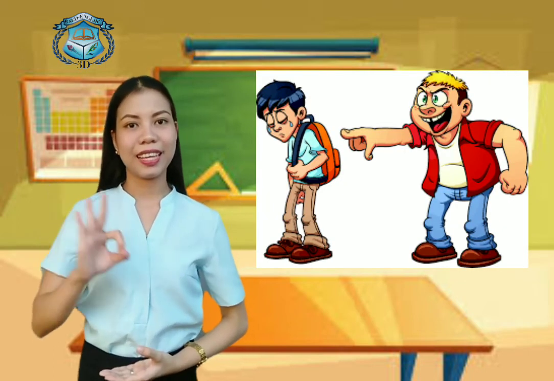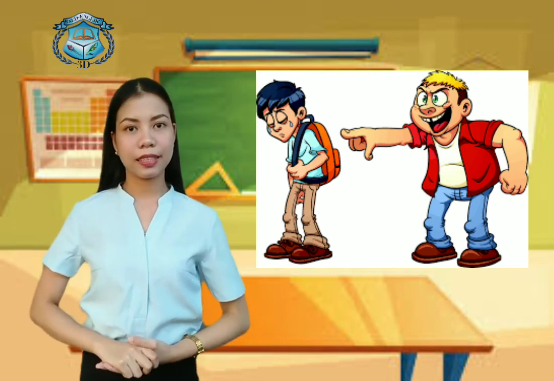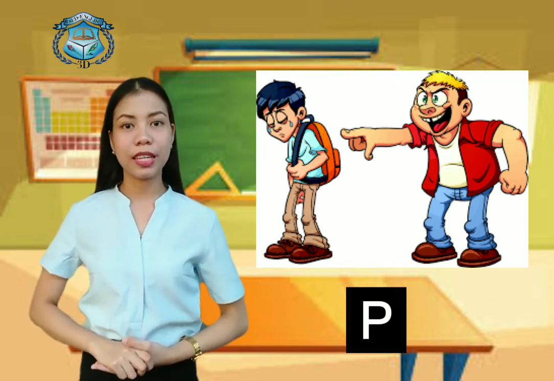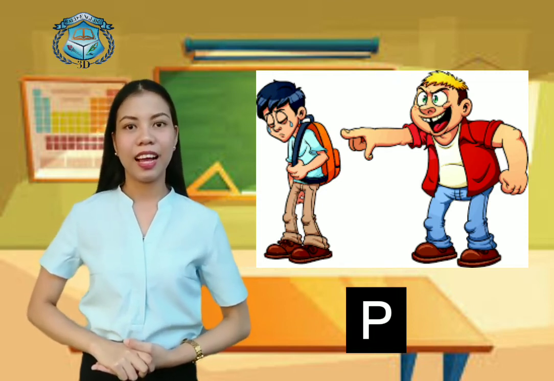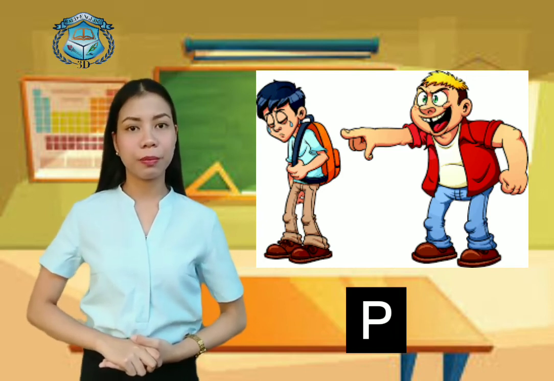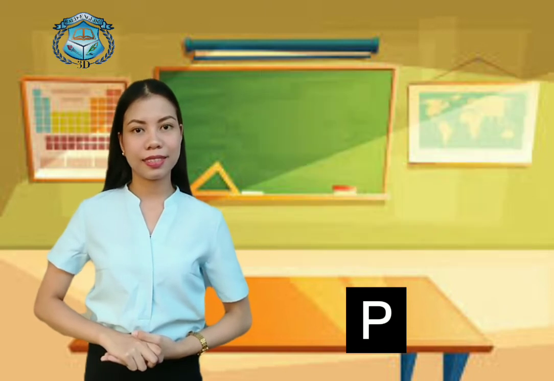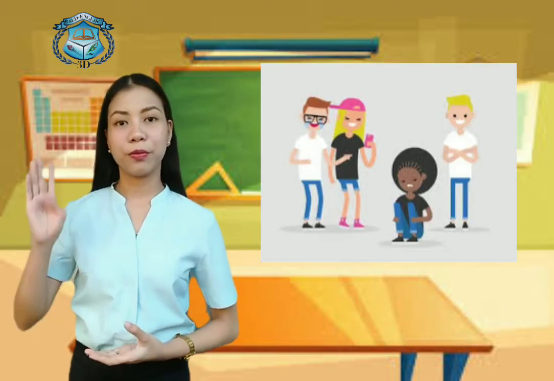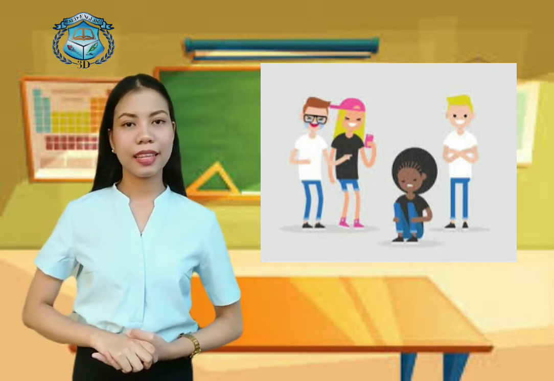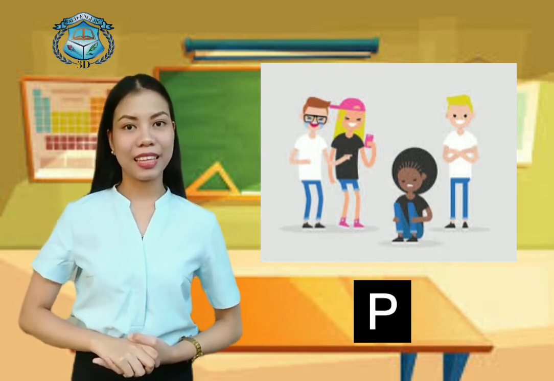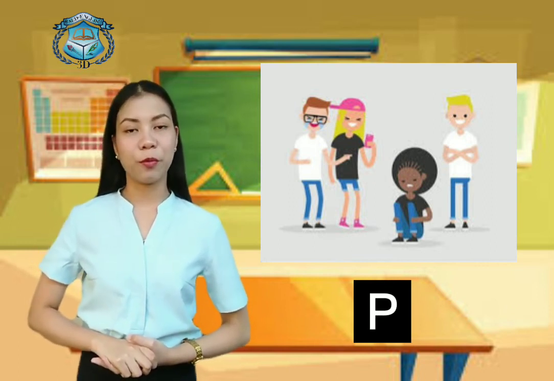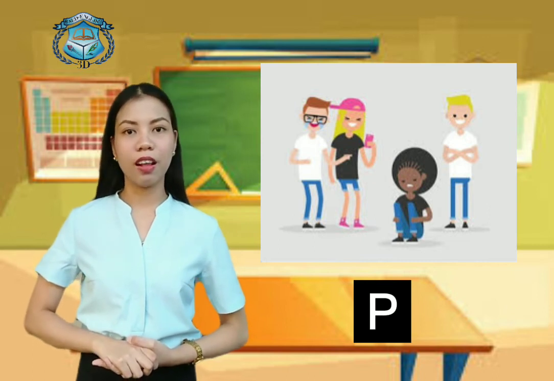Number 3. The answer is B. Prejudice. Very good, everyone. You got it right. The picture shows a boy who is judging or bullying his classmate because of his status. Number 4. The correct answer is B. Prejudice again. Very good, everyone. Judging and teasing someone because of his skin color.